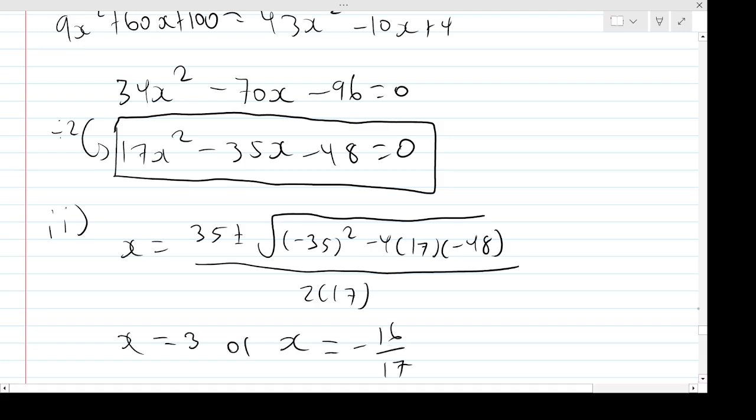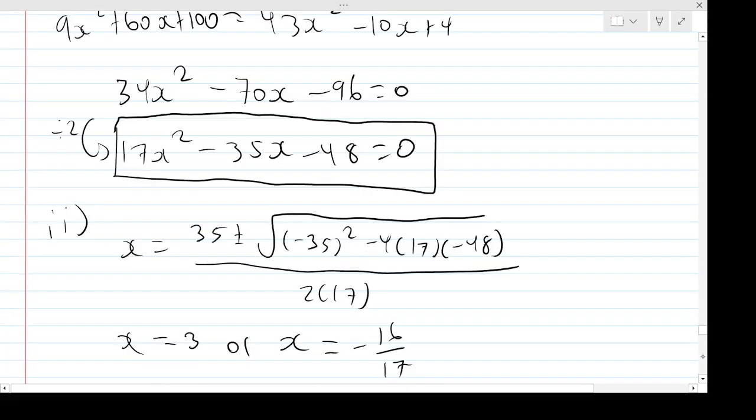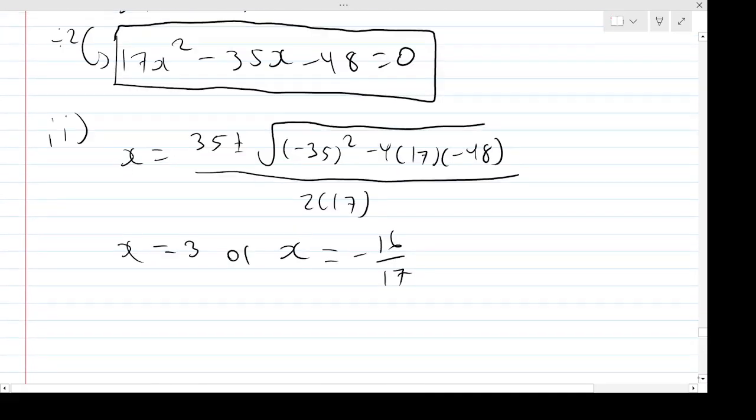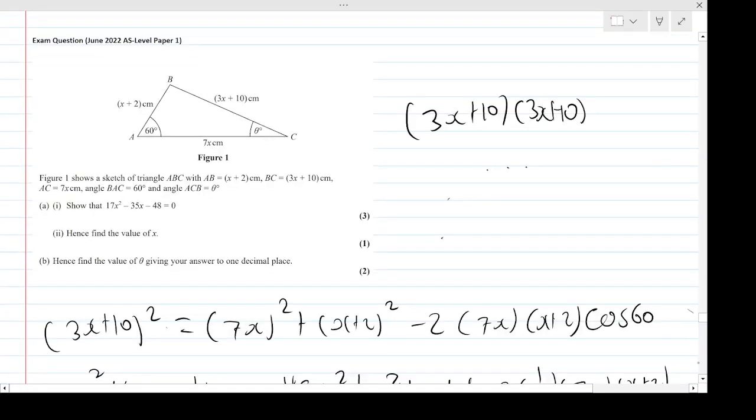Well, again, I've got two solutions for x, but x is a length, right? It's part of the length. So that means x has to be positive, because every length has to be a positive quantity. So if x is positive, then we have to reject the negative solution. So x is only 3. There we are. Cool. That's just for 1 mark. Then we found x.